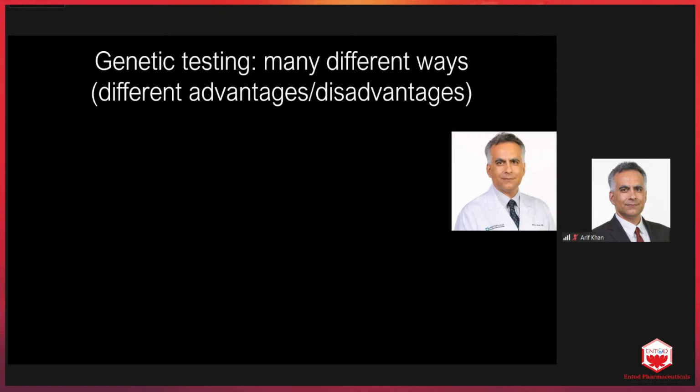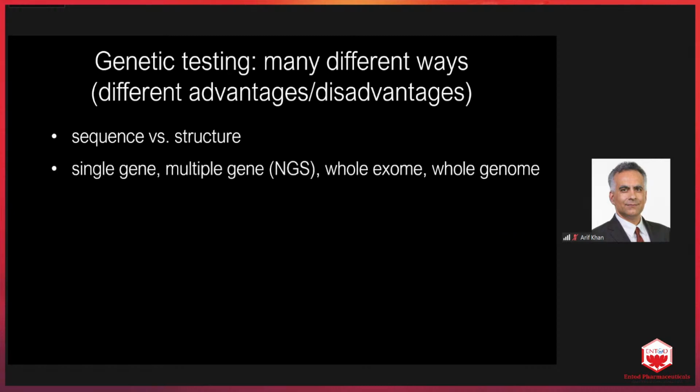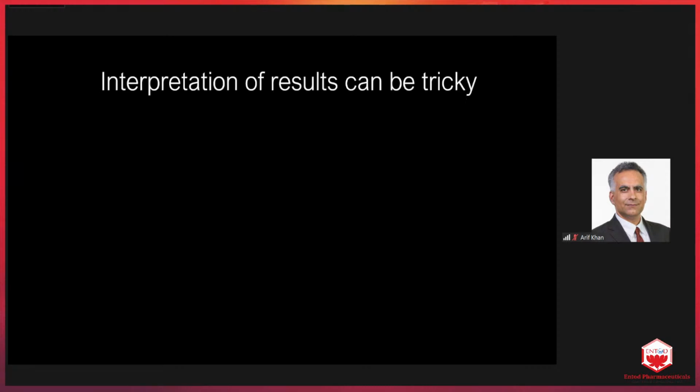I've been asked to speak about genetic testing for pediatric glaucoma: who, when, and how. So genetic testing isn't really just one test. There are many different ways to do genetic testing, and each of these different ways has different advantages and disadvantages. One aspect is, are we looking at sequence or are we looking at structure? These are two different types of analyses. Are we looking at one gene, multiple genes, the whole exome, or even the whole genome, which is becoming more popular in recent years? In addition to many different ways of testing, interpretation of the results can be tricky.